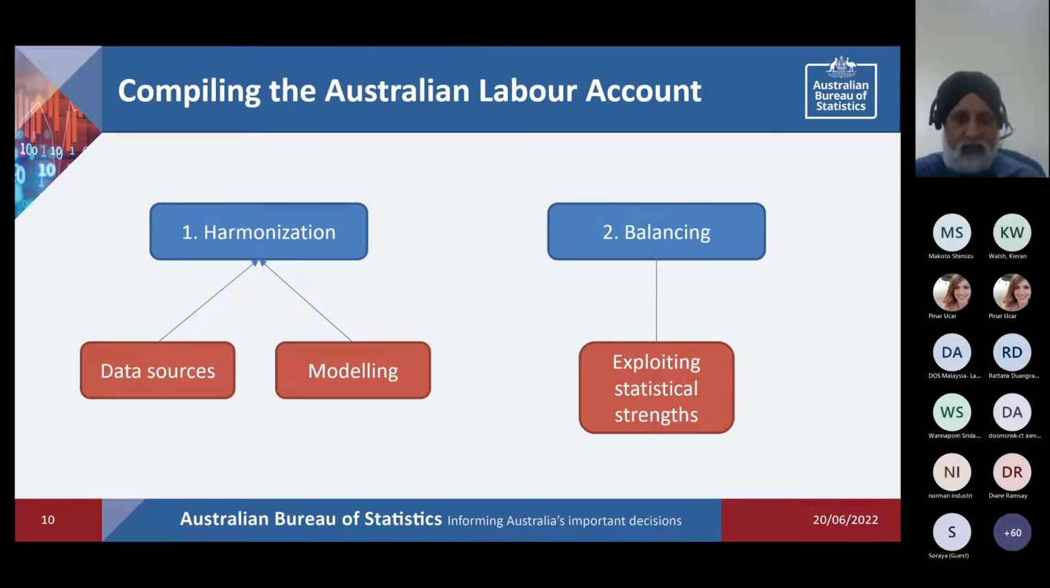So the balancing part is basically where you ensure that you're able to explain the statistical strengths of the various sources and make some decisions about how to ensure that the inputs are coherent from a balancing aspect.